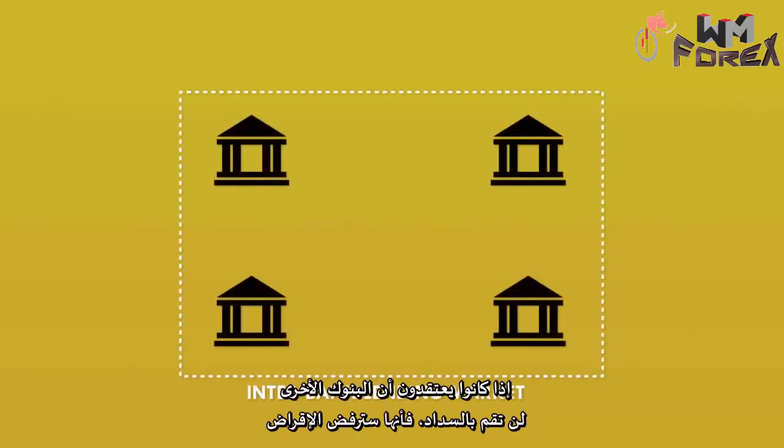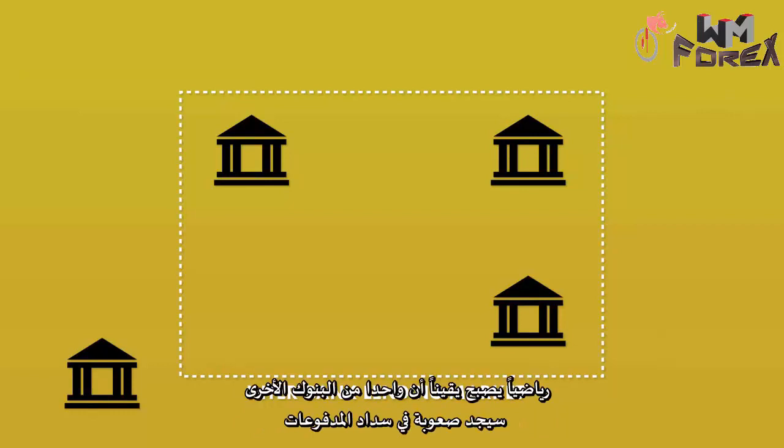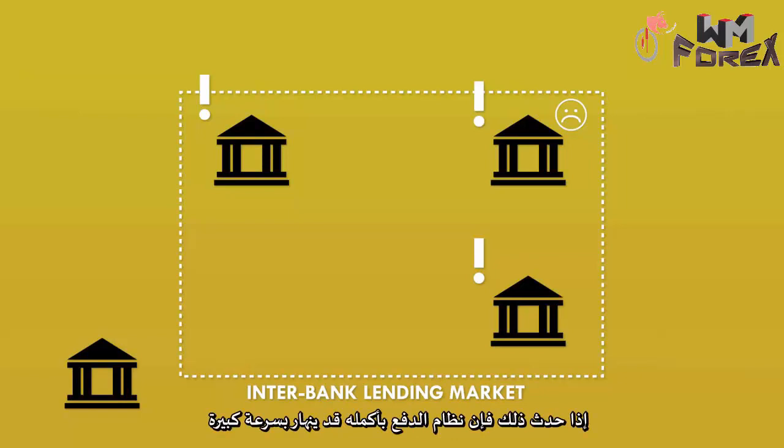Of course, this only works if the banks are willing to lend to each other. If they think that the other banks might not repay them, then they'll refuse to lend. If some of the banks decide to sit on their reserves and to refuse to engage in the interbank lending market, it becomes a mathematical certainty that one of the other banks will struggle to make its payments. If this happens, then the entire payment system could very quickly fall apart. This is what happened during the financial crisis.